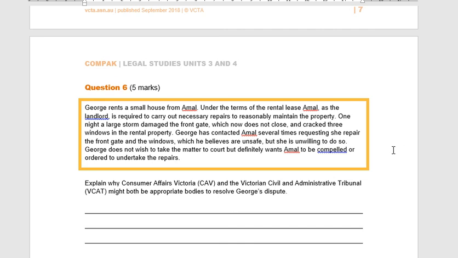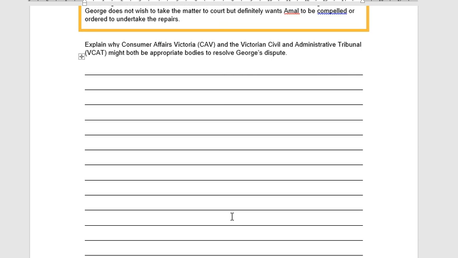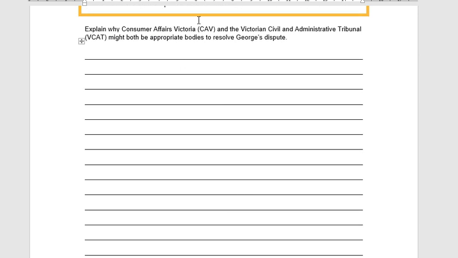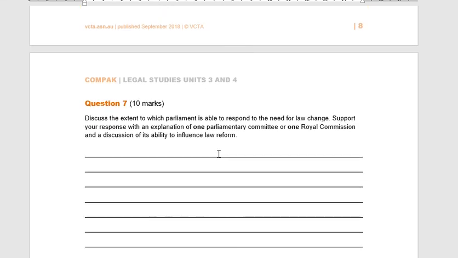Just some ideas off the top of my head. It's more relaxed, and George doesn't want to bind any decision. So both of them would be appropriate, or especially, sorry, CAV would be appropriate for that. VCAT not as much, but that's a point I can make for CAV.